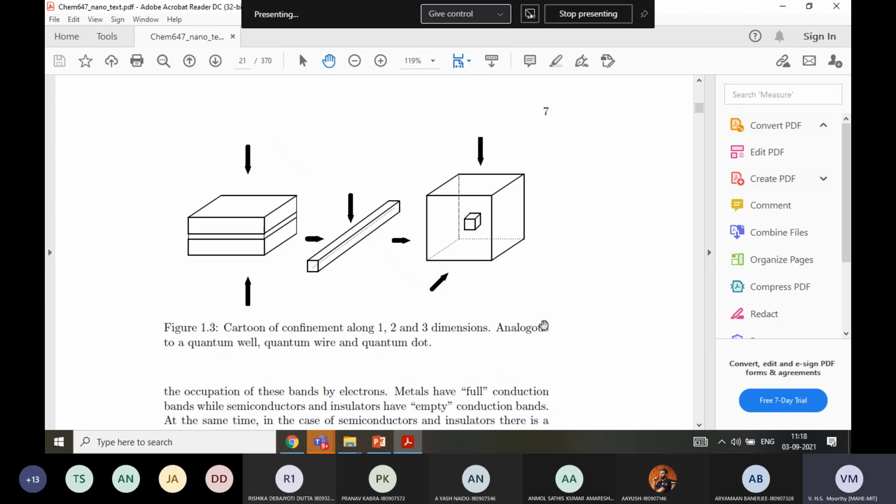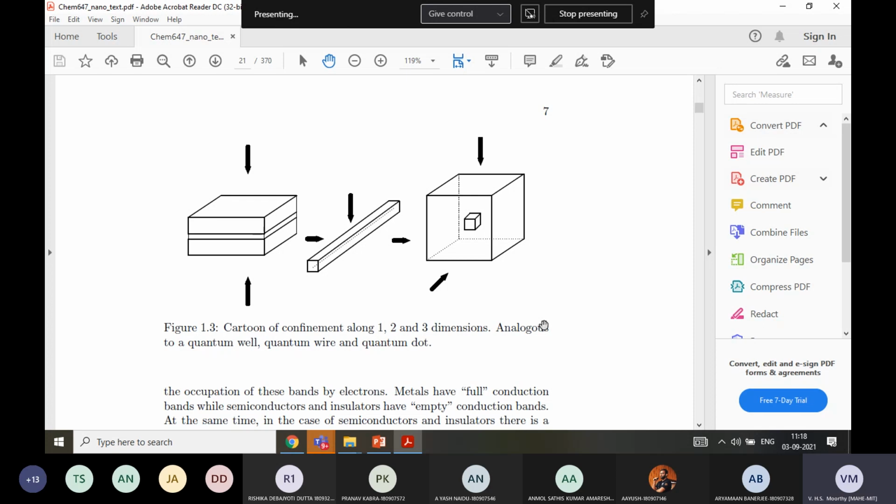Slowly and slowly, it means the electron's movement is restricted in the z direction, but still it can move freely in x and y direction. I hope you are getting my point. Then what will happen? So that means the electron can move in x and y direction freely, but in z direction it cannot move because of the dimensionality control.